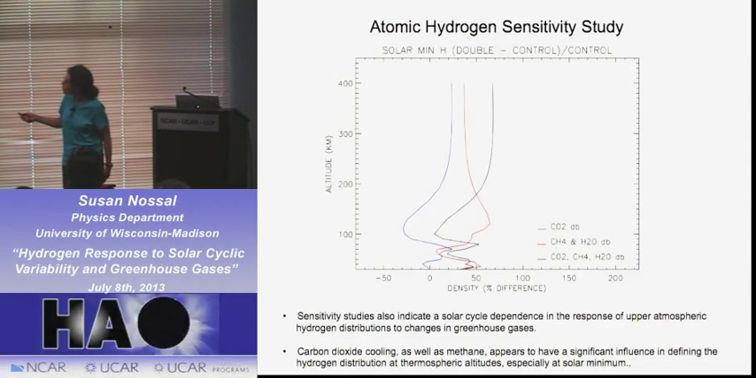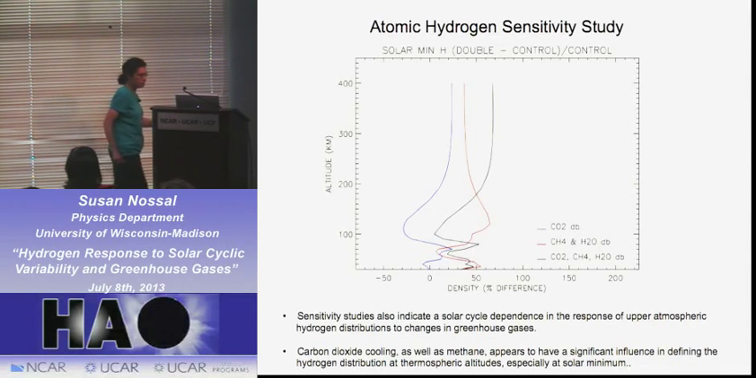At solar minimum, the response is larger, and it appears that the shape of the distribution is greatly influenced by carbon dioxide, and then the magnitude at upper thermospheric altitude is influenced by both methane and carbon dioxide.